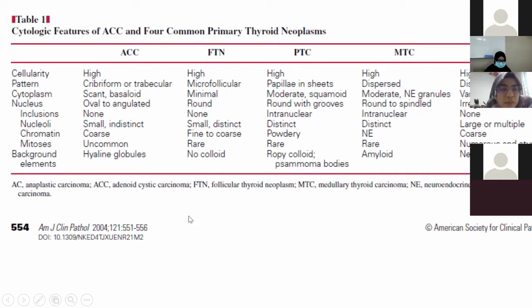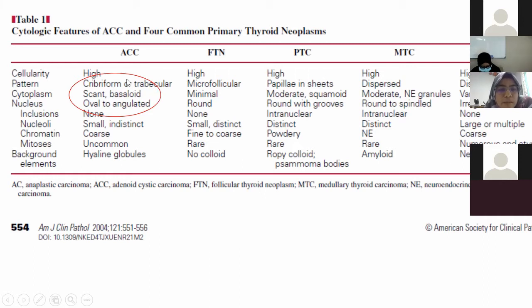They reported a few cases of adenoid cystic carcinoma with direct extension from the tracheal as well as laryngeal complex. So they are describing a few features that help us differentiate adenoid cystic carcinoma from the other common primary thyroid neoplasms. But I think practically it is really difficult for us. Basically, if you identify the pattern of the cells in cribriform or trabeculae, it is more helpful.